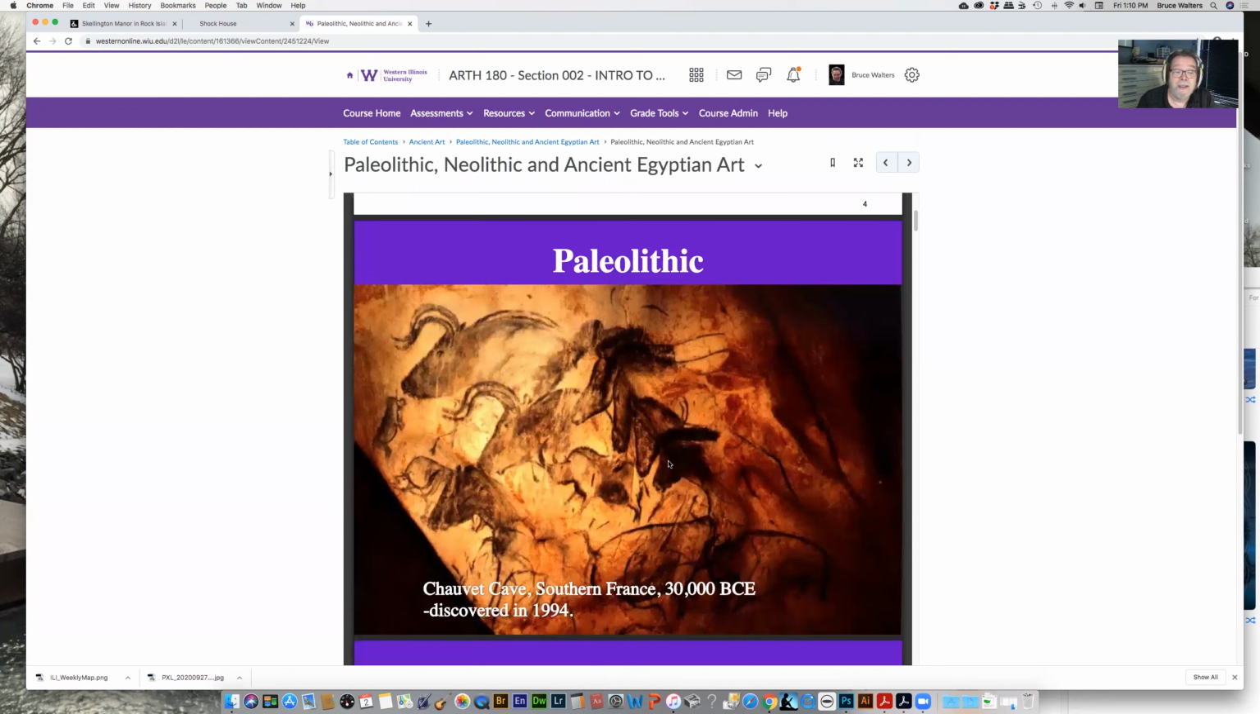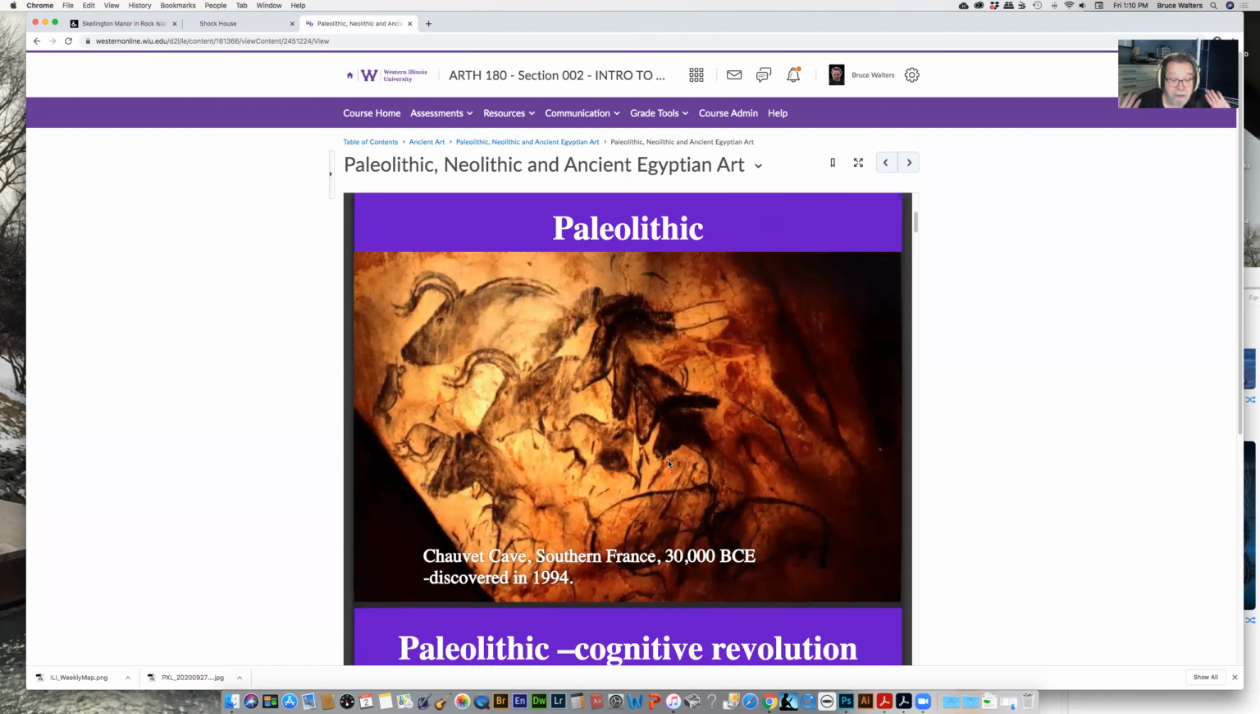Paleolithic art, the date keeps getting pushed back, which is really exciting. This cave, discovered about 25 years ago, when they dated the materials used to paint these images, this is pigments mixed with animal fats. Astonishingly, the carbon dating indicated some are 30,000 years old.